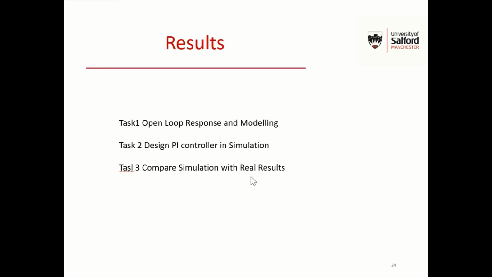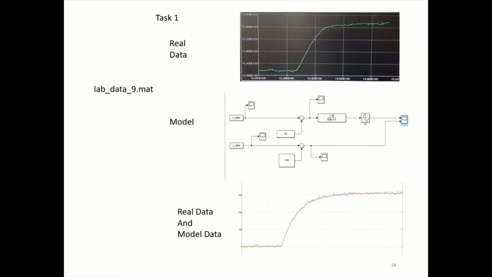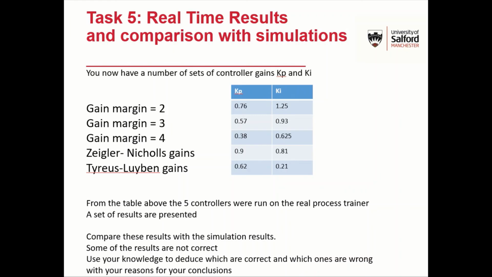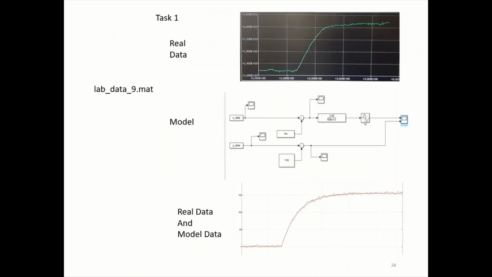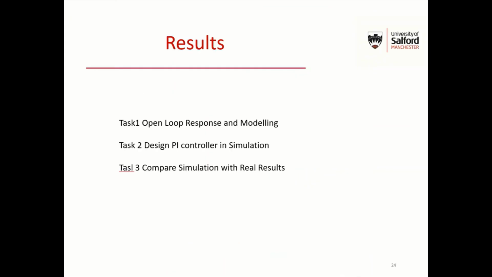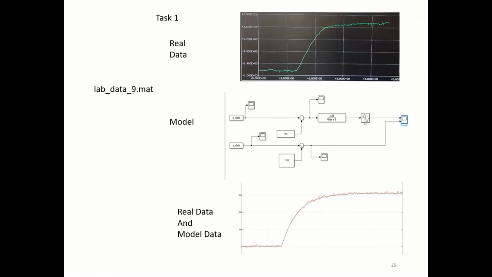Right, so this is just a bit of a review that I've done of the various results. We've got the things to look at: task 1, open loop step response and modelling; task 2, the PI controller designs and simulation; and then there should be task 5, shouldn't it? But anyway, task 5 was comparing the simulation results. Seem to have gone wrong. I don't know what I've done now. It seems to have deleted a file. Anyway, let's have a look at them.